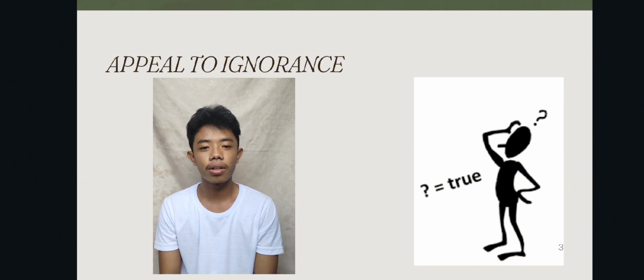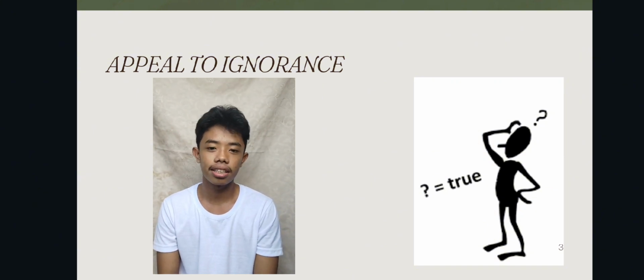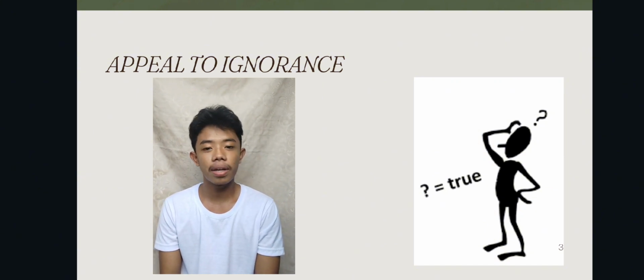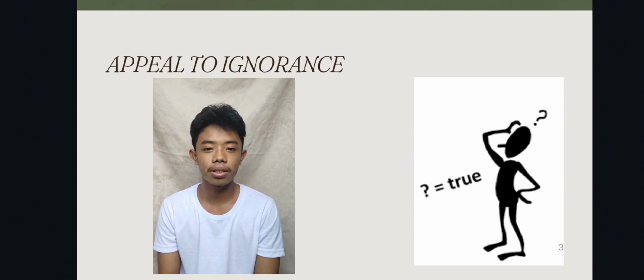So in simple words, appeal to ignorance means arguing that a statement is true because it hasn't been proven false, and vice versa.